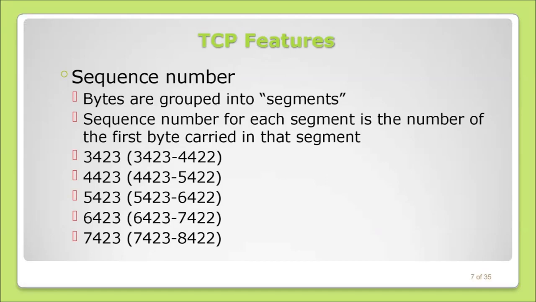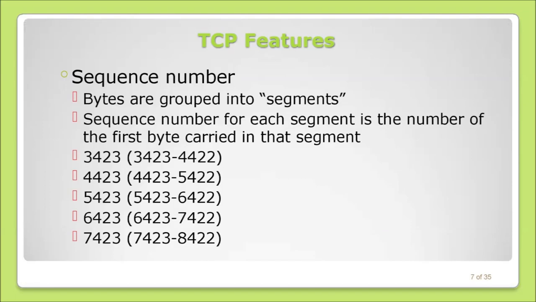So over here, these are again randomly generated numbers, so don't confuse about these numbers. These are randomly generated numbers. First number is 3423 and the last number is 4422. If we subtract 3423 from 4422, then there will be 1000.